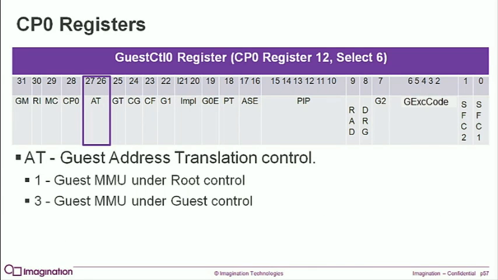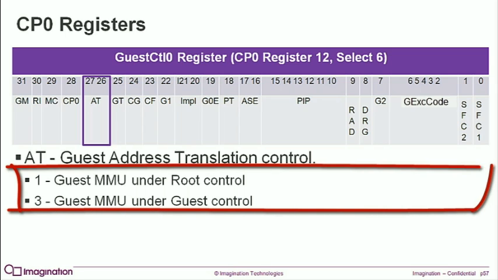The hypervisor can choose to directly control the guest MMU. Setting AT to 1 allows root to control the guest address translation directly. AT normally defaults to 3, allowing the guest OS to control the guest TLB. However, this is implementation dependent.